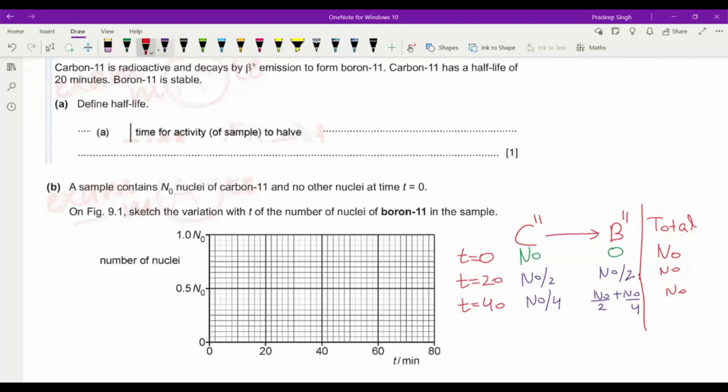right? So let's draw the graph now. At 0, it is 0, at 20, it is half, then 0.75, and so on.